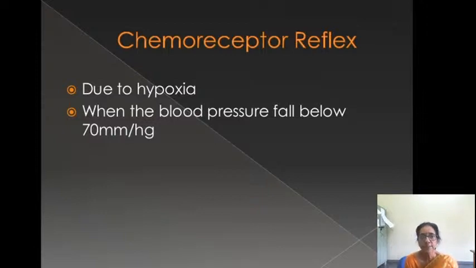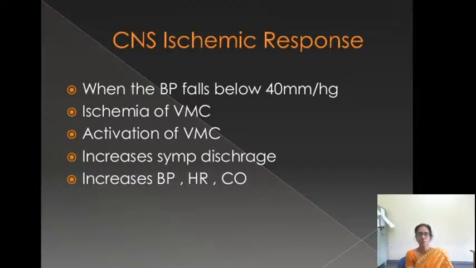And one more reflex is the CNS ischemic response. It's the most powerful mechanism. When the BP falls below 40 mmHg, there is ischemia of the vasomotor center. So there is no blood supply to your brainstem. Vasomotor center decreases, leading to CNS ischemia. So whenever there is ischemia of the vasomotor center, there is hypoxia. There will be hypercapnia, accumulation of lactic acid. All this will lead to the powerful stimulation of your vasomotor center.